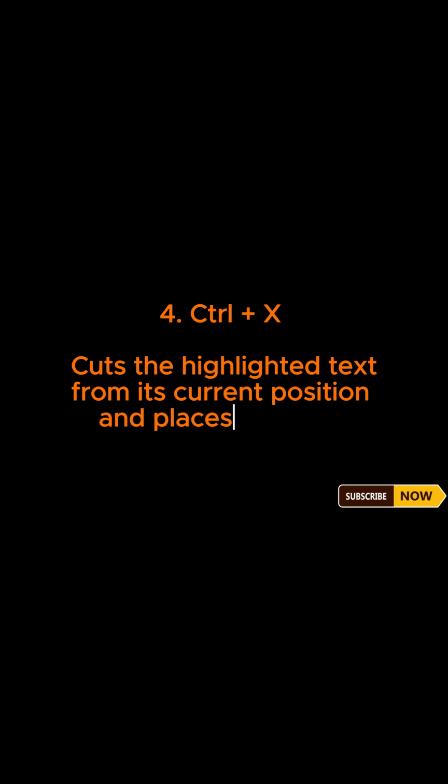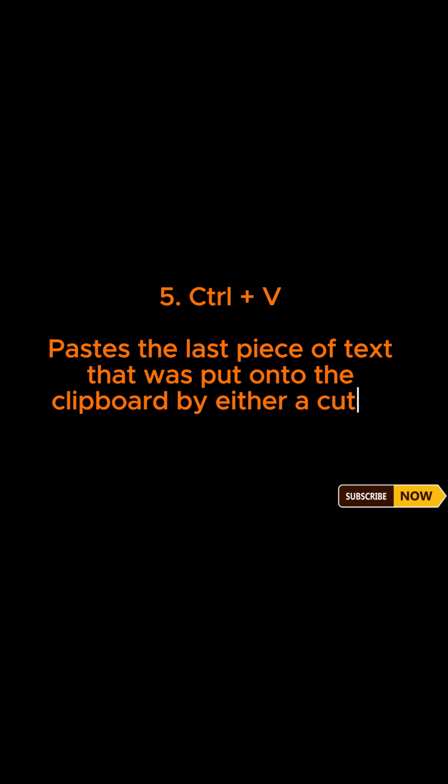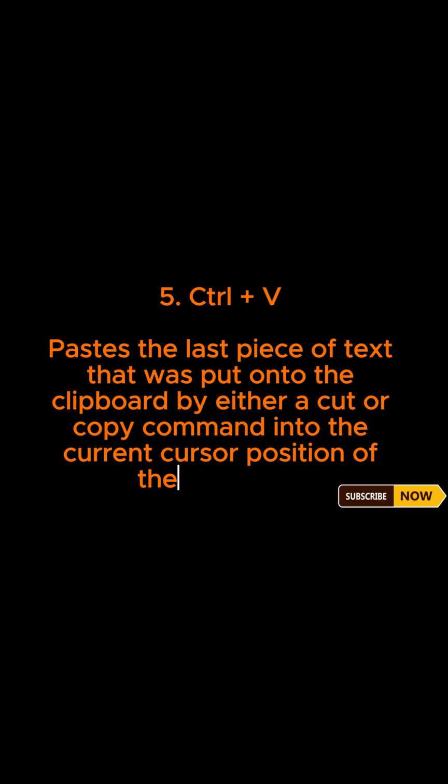4. Ctrl+X cuts the highlighted text from its current position and places it on the clipboard. 5. Ctrl+V pastes the last piece of text that was put onto the clipboard by either a cut or copy command into the current cursor position of the document.